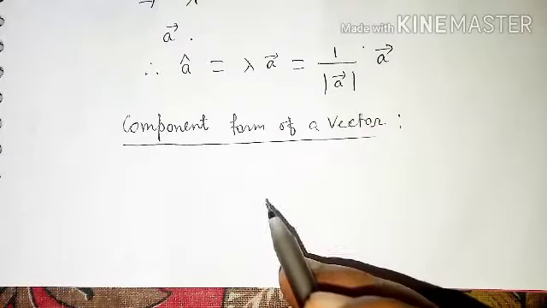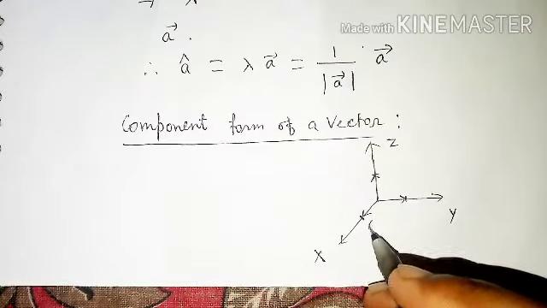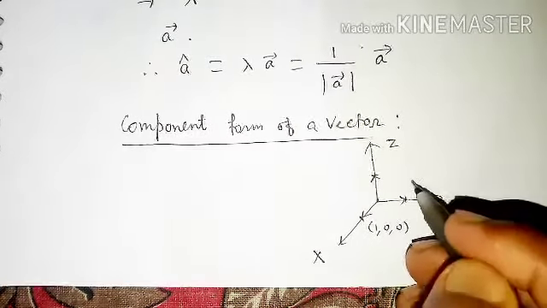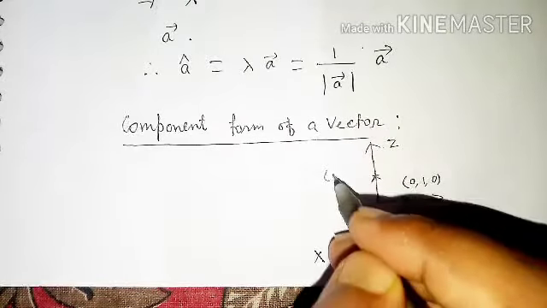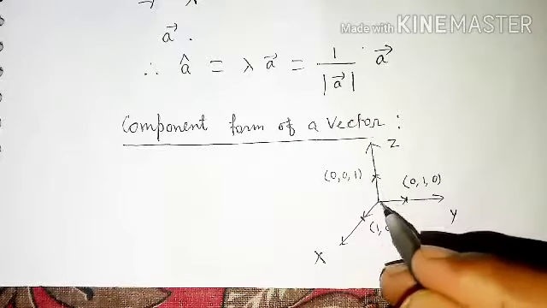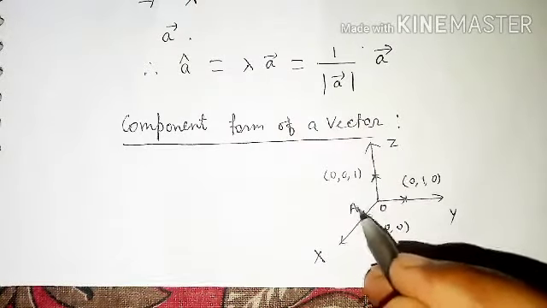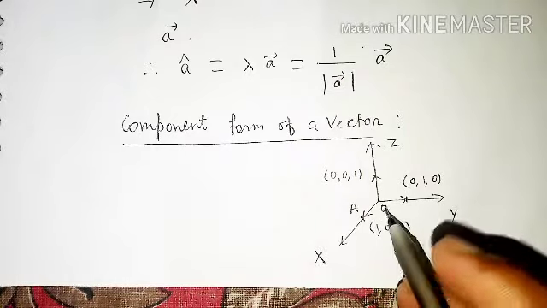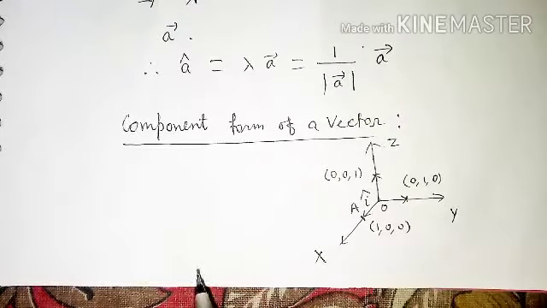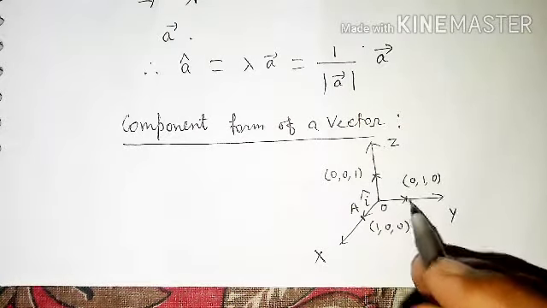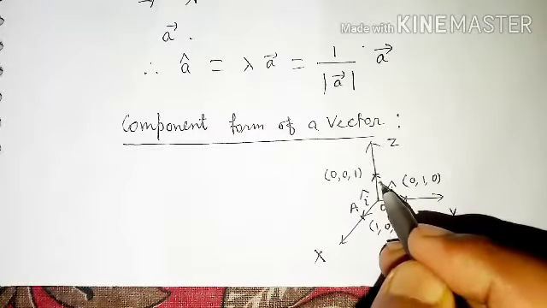Component form of a vector. We take points (1, 0, 0) on the x-axis, (0, 1, 0) on the y-axis, and (0, 0, 1) on the z-axis. Then we can say that this vector OA has magnitude 1 unit. So this is a unit vector, which is denoted by i cap. This is another unit vector, denoted by j cap. This is another unit vector, denoted by k cap.